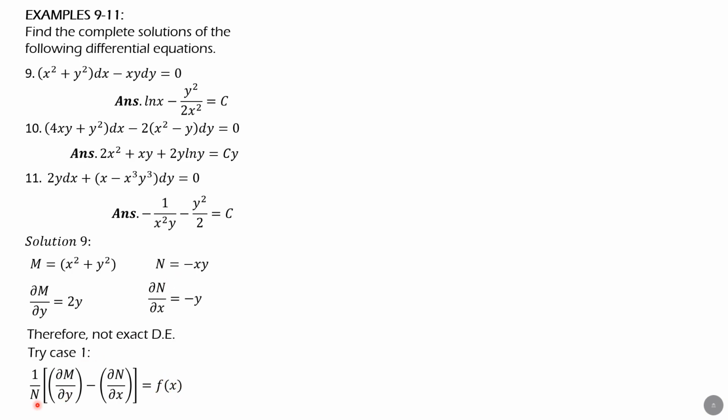So n is negative x y, partial of m with respect to y is 2y, and partial of n with respect to x is negative y. It seems that it's true because n is equal to negative x y, and this has y, and this has y also. We can cancel it. So what remains is a function of x. So that is 1 over negative x y times quantity 2y minus negative y. And this is 3y over negative x y, so it is 3 over negative x, which is true, that f of x is a function of x alone.